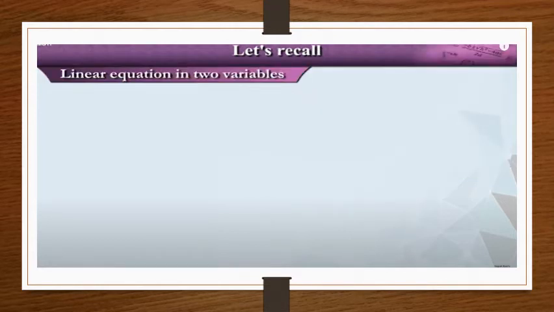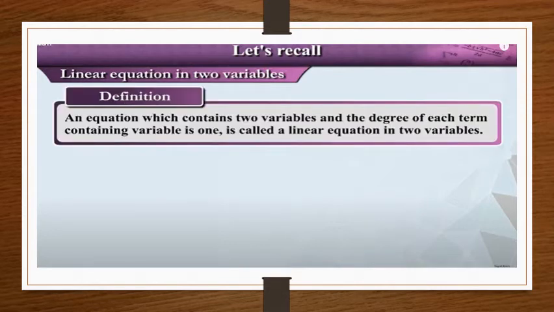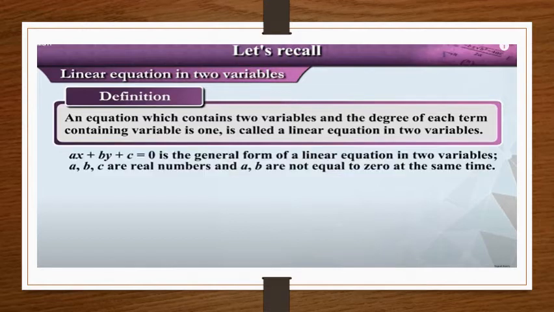Let's recall linear equation in two variables through a definition. An equation which contains two variables and the degree of each term containing a variable is 1 is called a linear equation in two variables. ax plus by plus c is equal to 0 is the general form of a linear equation in two variables, where a, b, c are real numbers and the condition is a and b should never be equal to 0 at the same time.